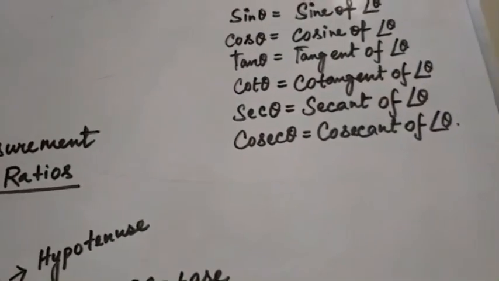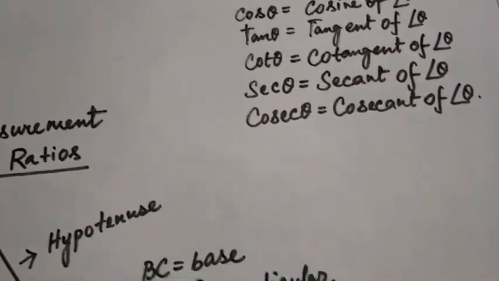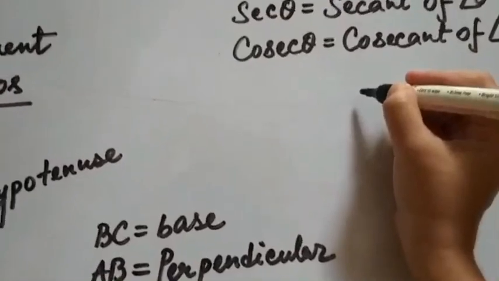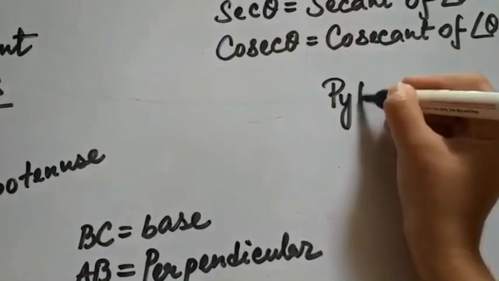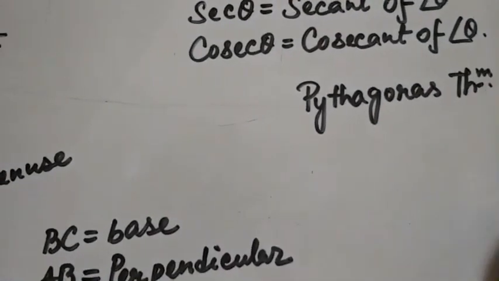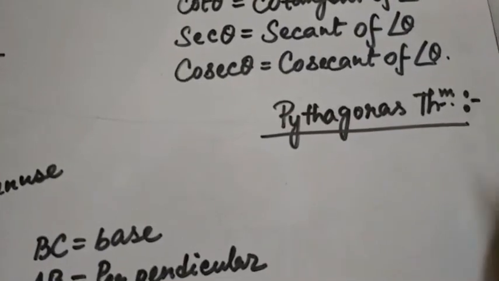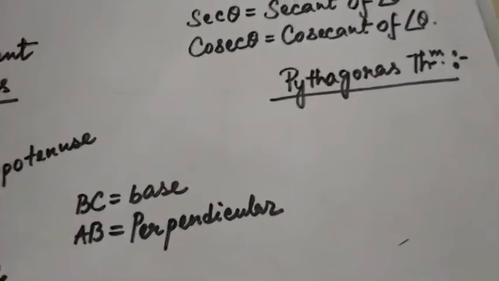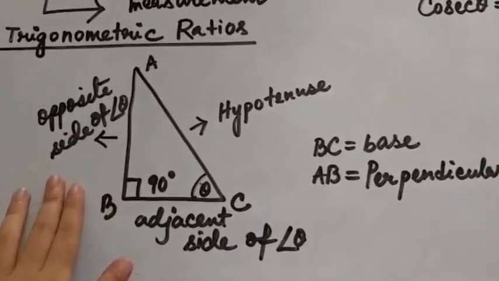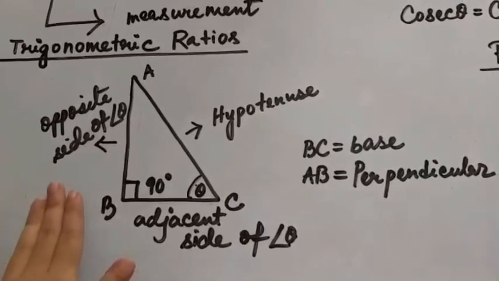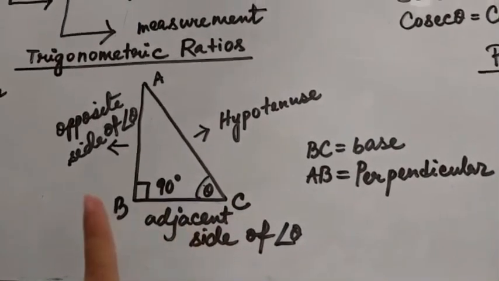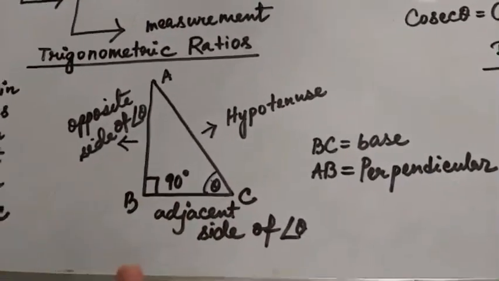Now before starting the next topic, I would like to share one more thing, that is Pythagoras theorem. I think you already know the Pythagoras theorem. Okay, what is the Pythagoras theorem? To know the Pythagoras theorem, we have to see this right angle triangle. The formula of the Pythagoras theorem is hypotenuse square equals to base square plus perpendicular square, or you can say perpendicular square plus base square.